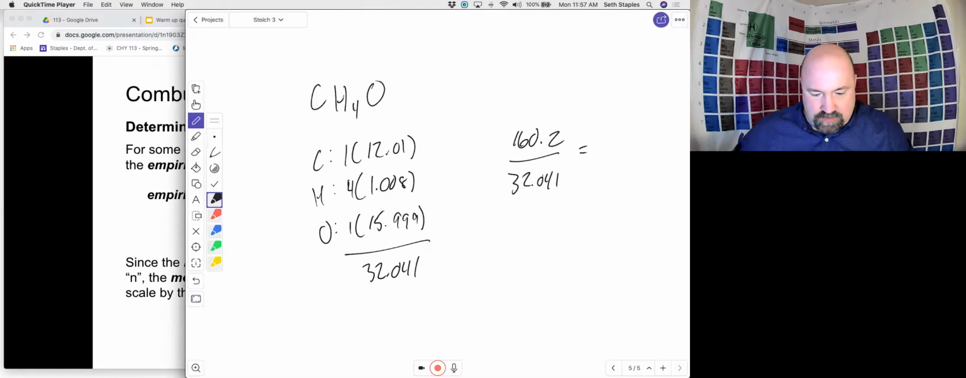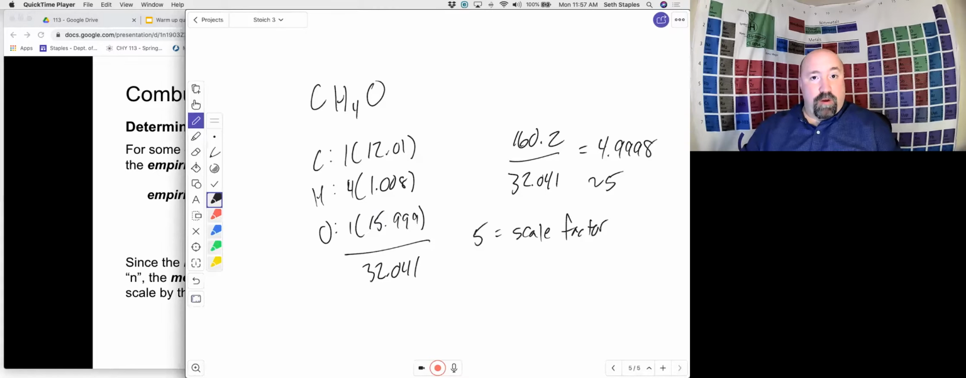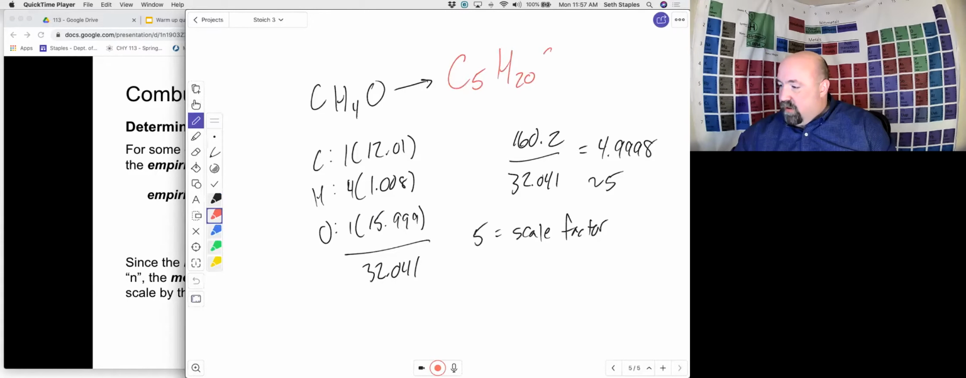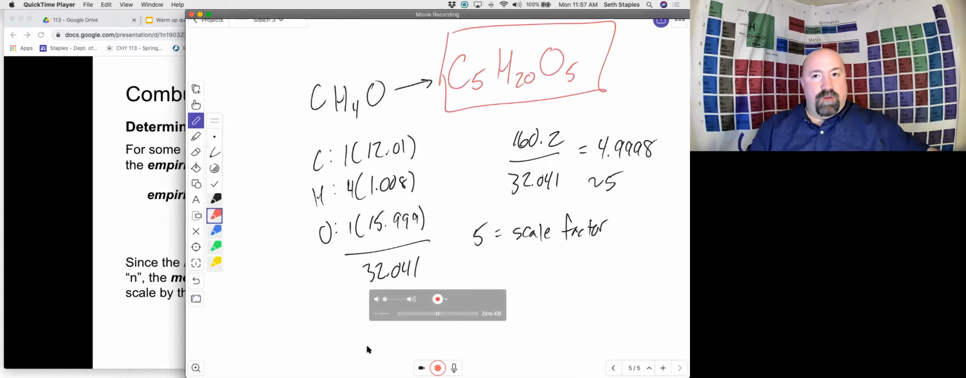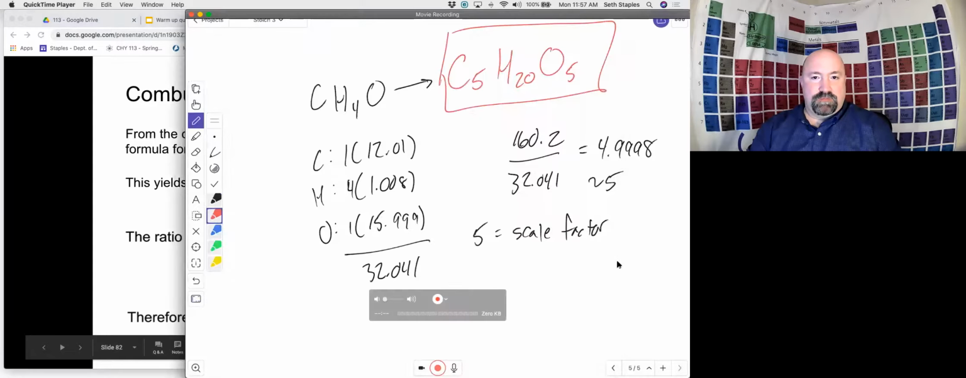That gives us 4.9998, which is basically 5. That 5 is the scale factor that we use with our original empirical formula. We just scale everything up by a factor of 5, giving us a final molecular formula of C5H20O5 for this unknown hydrocarbon. And that's all I have on this slide.